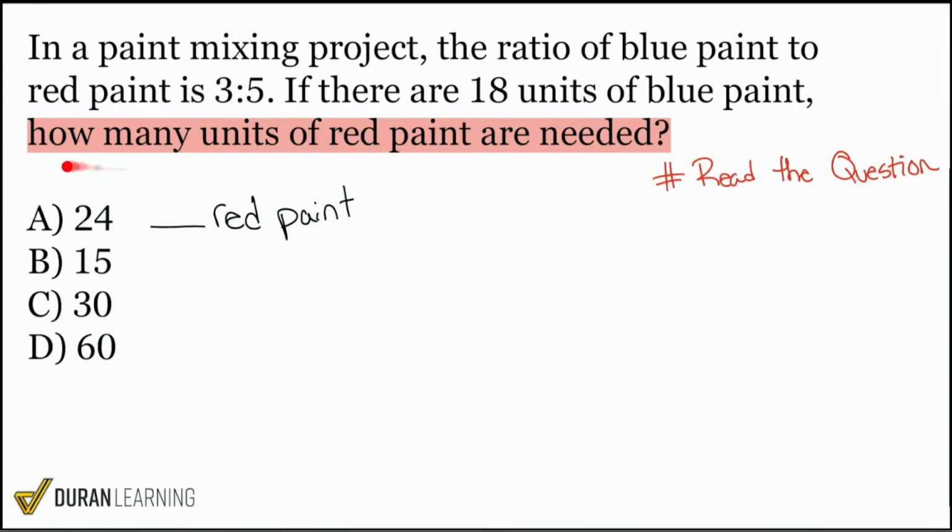This is actually going to be the full sentence. If there are 18 units of blue paint, how many units of red paint? Okay, again, they wrote that in the same sentence, so let's write that information together. So we're looking for blank units of red paint, and we also have 18 units of blue paint. So I'm going to write those two pieces of information together.